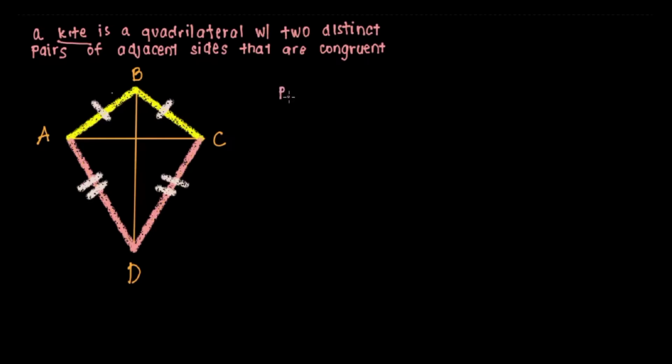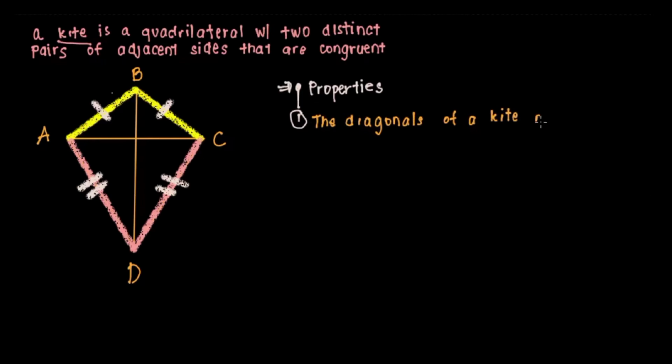Let's identify all the properties of this shape. Okay? So, ngayon, yung mga properties na to, may tuturo ko sa inyong dalawang properties. So, una, ang sabi dito sa shape na to, the diagonals of a kite meet at a right angle. So 90 degrees.